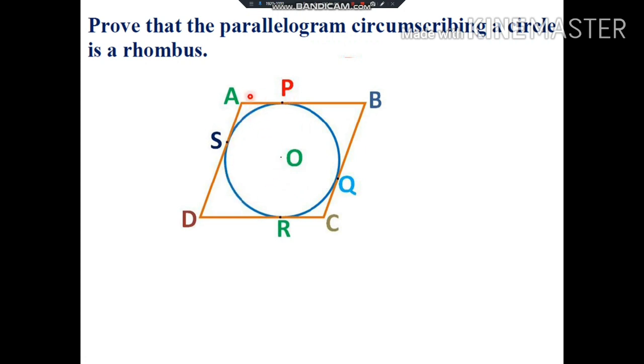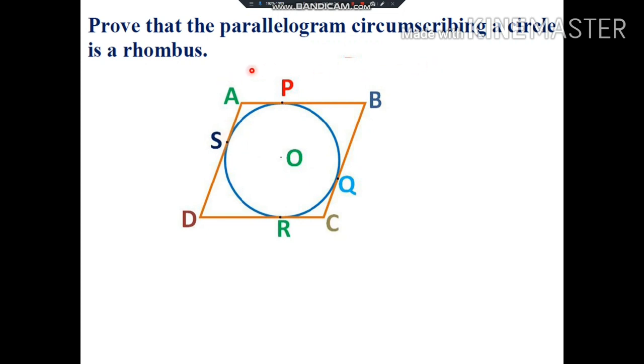Hope your figure is here. Draw a circle with center O, and this is a parallelogram. Dear children, we shall consider this as a parallelogram. ABCD is a parallelogram circumscribed. Now name it. ABCD is a parallelogram, and here the point of contact between the side AB and the circle is P. Here Q is the point of contact. Here R is the point of contact, and here S is the point of contact.